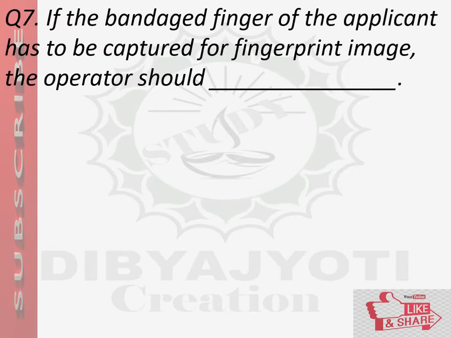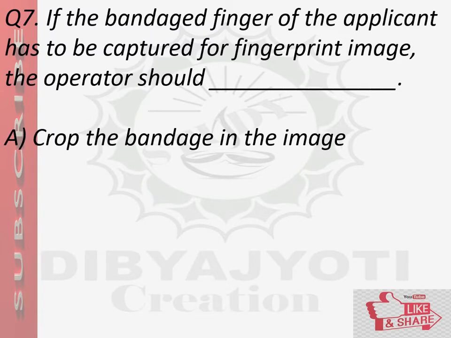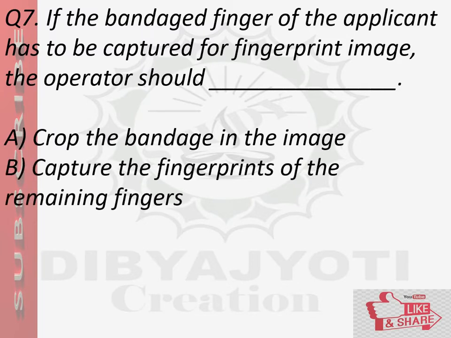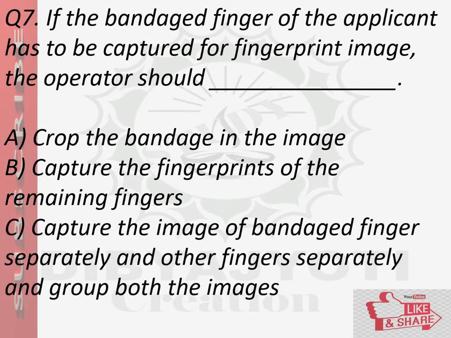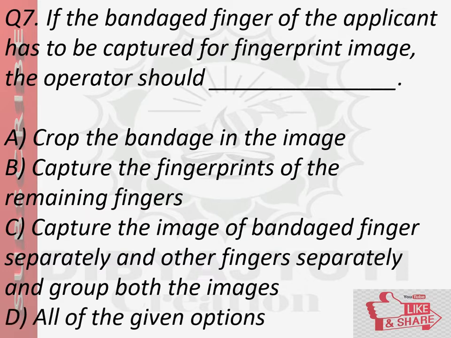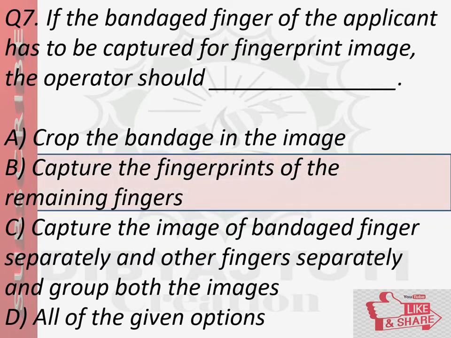Next, if the bandaged finger of the applicant has to be captured for fingerprint image, the operator should dash. Options A, crop the bandage in the image. Option B, capture the fingerprints of the remaining fingers. Option C, capture the image of bandaged finger separately and other fingers separately and group both the images. Option D, all of the given options. And the answer is option B, capture the fingerprints of the remaining fingers.